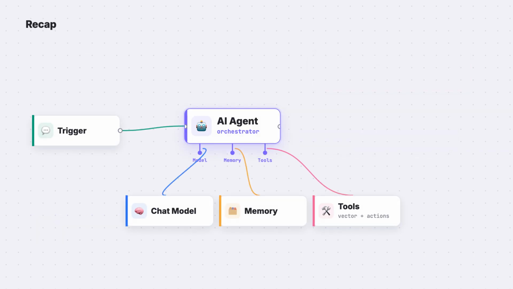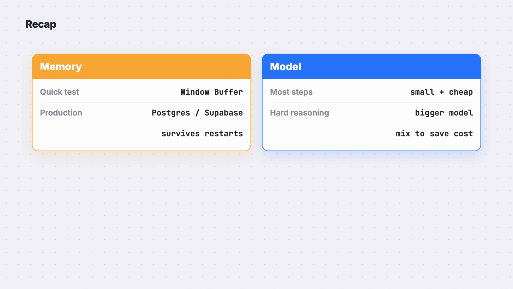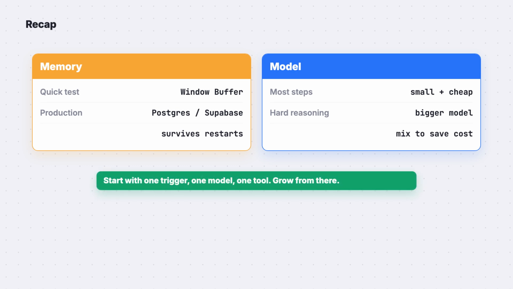Quick recap. A trigger to start, the AI agent as the brain, a chat model to think, memory to stay in context, a vector store tool to answer from your data, and action tools to actually do things. 2 choices worth remembering. For memory, use window buffer for quick tests, but Postgres or Supabase memory for anything real, it survives restarts. For the model, small and cheap for most steps, a bigger one only where you need the reasoning. Start with one trigger, one model, one tool, and grow from there. That is a real, working AI agent with no code.